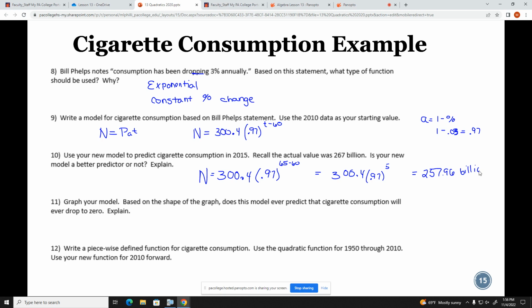And it asks, is our new prediction better? And the answer for reality was 267 billion. We're off by a lot, but we're a lot better. So is it a better predictor? Yes. It is closer. It's still not exact, but it is closer. It asks us then to graph our model, and we need to take a look at that, and then we need to write a piecewise function.